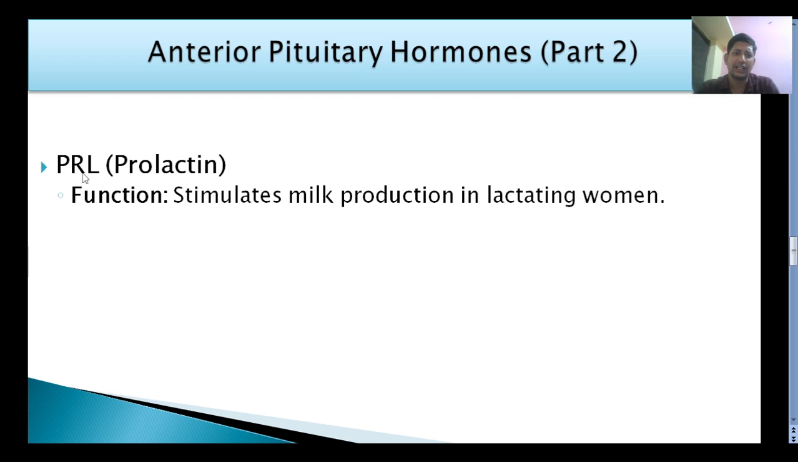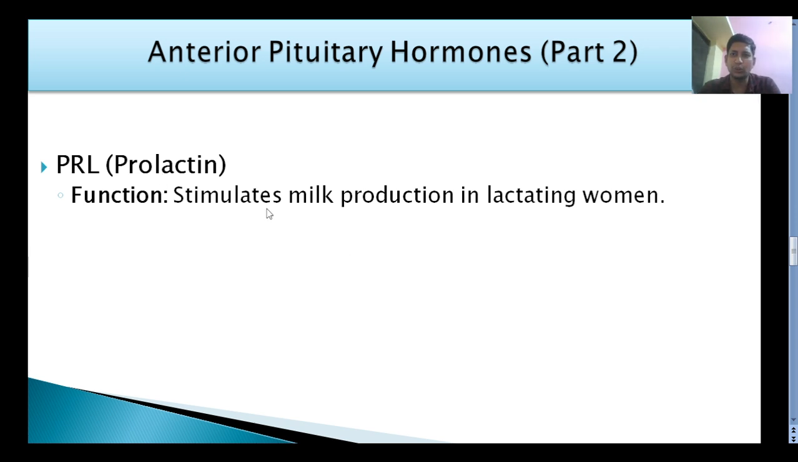Now, coming to the last hormone, that is prolactin. It stimulates the production of milk in a lactating mother. After the delivery, the child is nourished by the milk produced by the mammary glands. So in lactating women, milk is produced under the influence of the prolactin hormone.